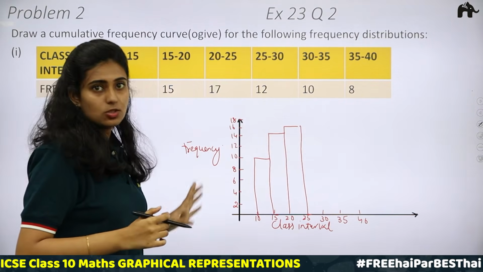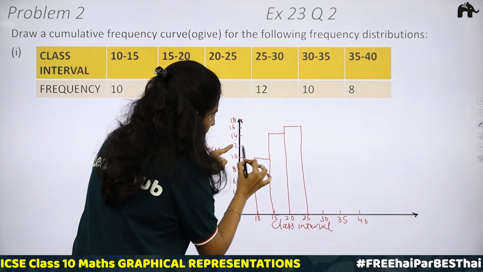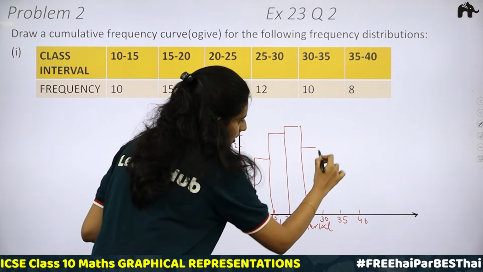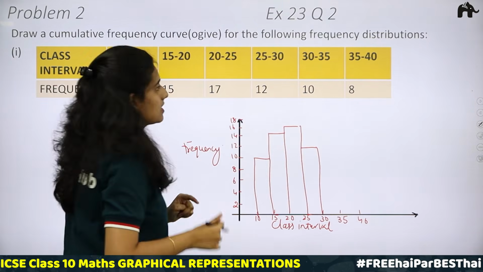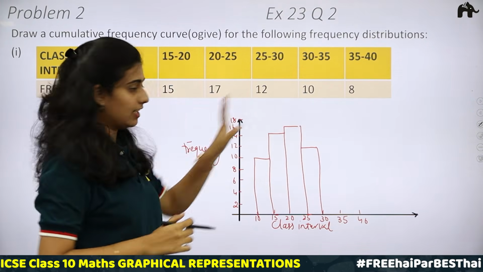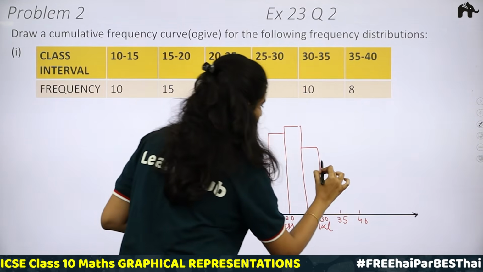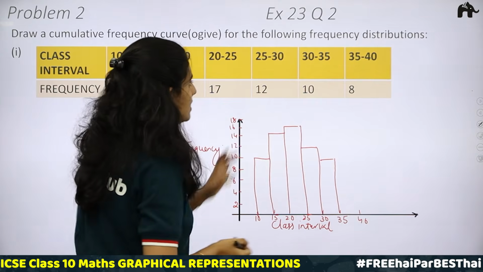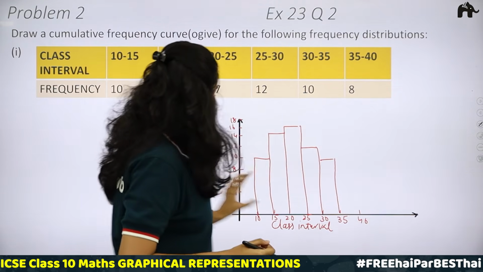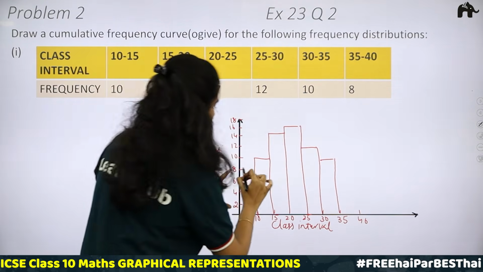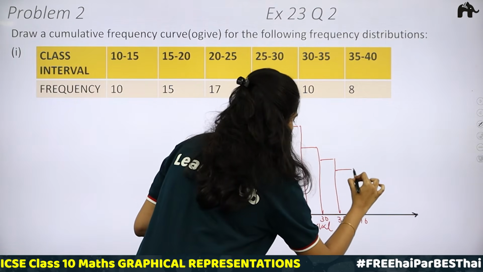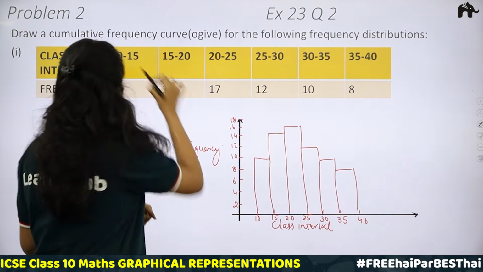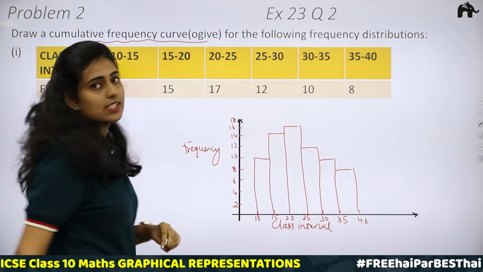25 to 30, it is 12. Where do we have 12? Here we have 12. It is between 25 to 30. Next, for 30 to 35, we have 10. Here we have 10. Next, 35 to 40, we have 8. Here we have 8. So, these are the histograms. What we need is the cumulative frequency curve.